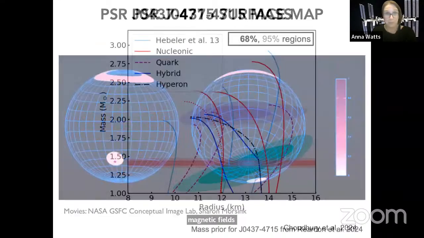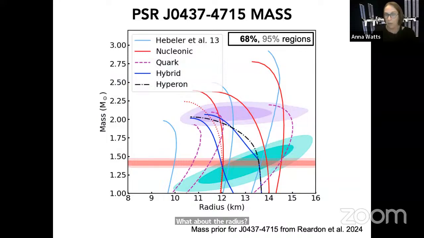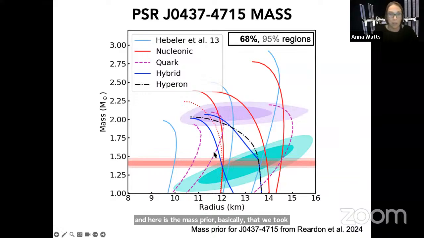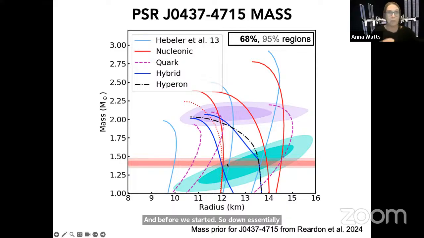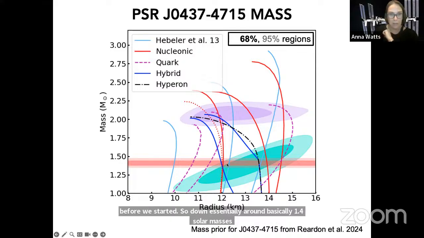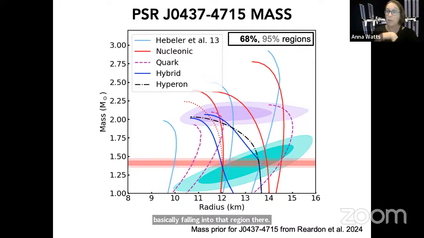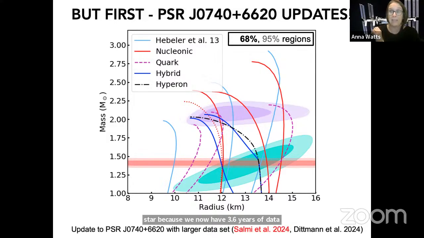What about the radius? Well, these are the results that I showed you so far, and here is the mass prior that we took from our radio pulsar colleagues for this source before we started. So down around 1.4 solar masses, falling into that region there. I'm going to make one small update to the high mass star, because we now have 3.6 years of data. So that one's shifted a little bit. It's a tricky source to get tighter constraints, but this one is slowly evolving as well, and again, that will start to tighten over time. So let me now show you what we've managed to get for our brightest source.